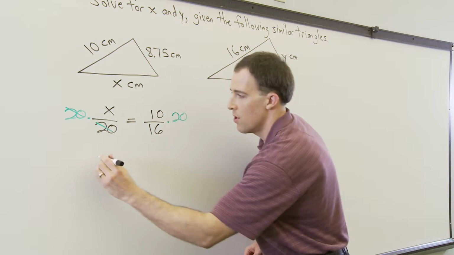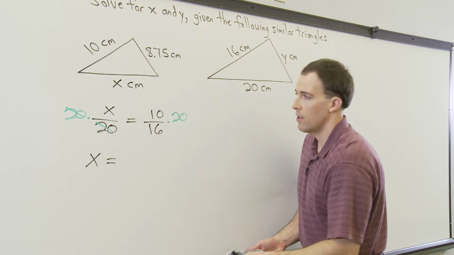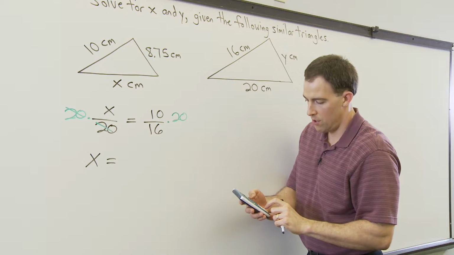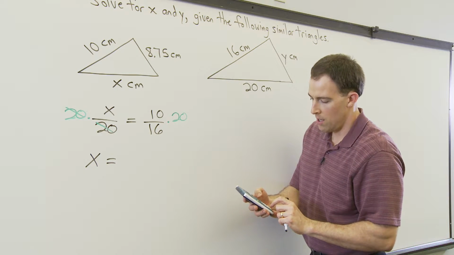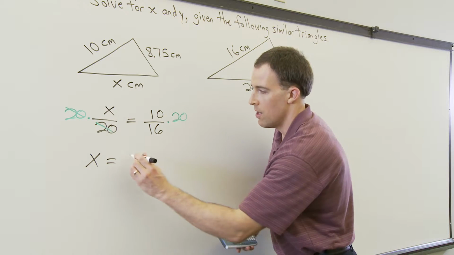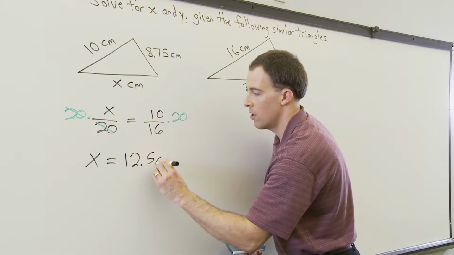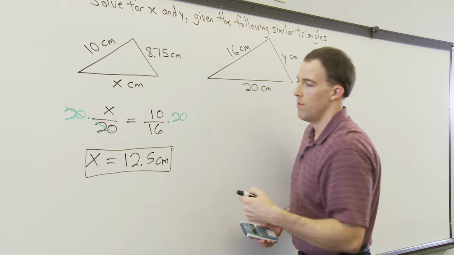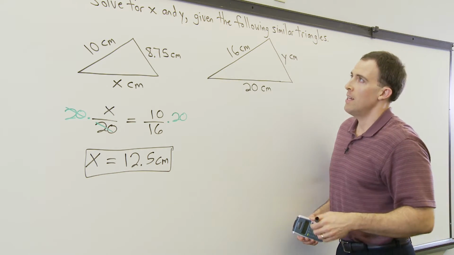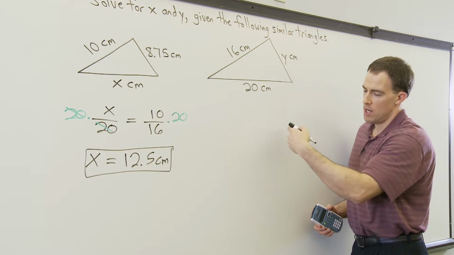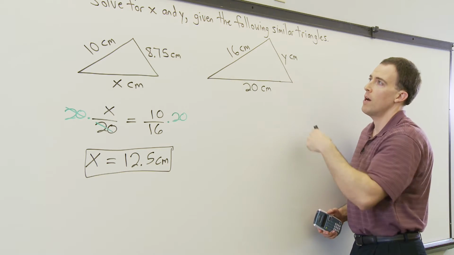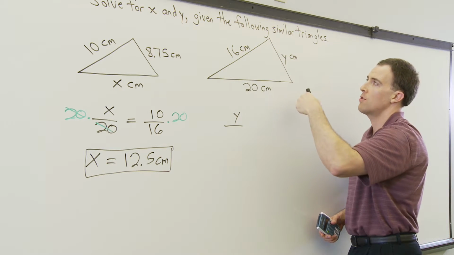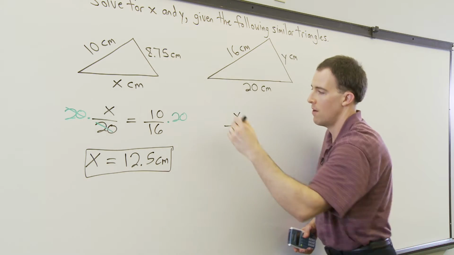and X equals, take your calculator and just take 10 times 20 divided by 16. So 10 times 20 divided by 16 is 12.5 centimeters. So there's X. The base of the first triangle here is 12.5 centimeters. And then to solve for Y, we need to just set up another proportion involving Y. So we could say Y is the right side here of the second triangle. We could say Y is to 8.75.